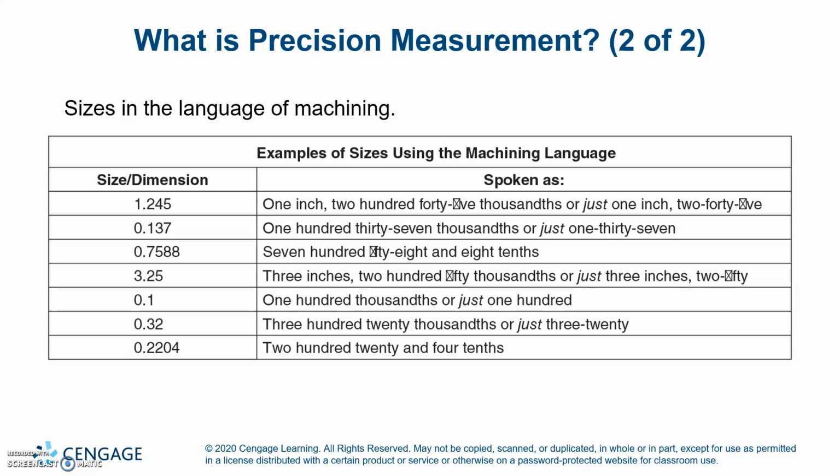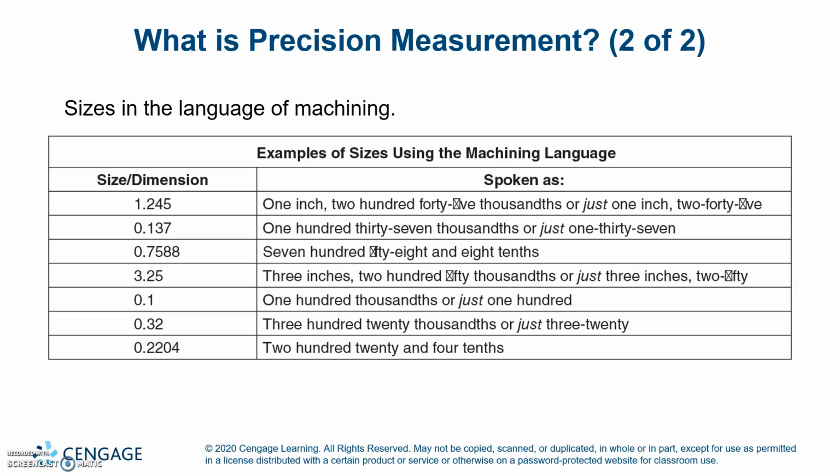Examples of sizes using the machine language: 1.245 is 1 inch 245 thousandths, or just 1 inch 245. 0.137 is 137 thousandths, or just 137. 0.7588 is 758 and 8 tenths.